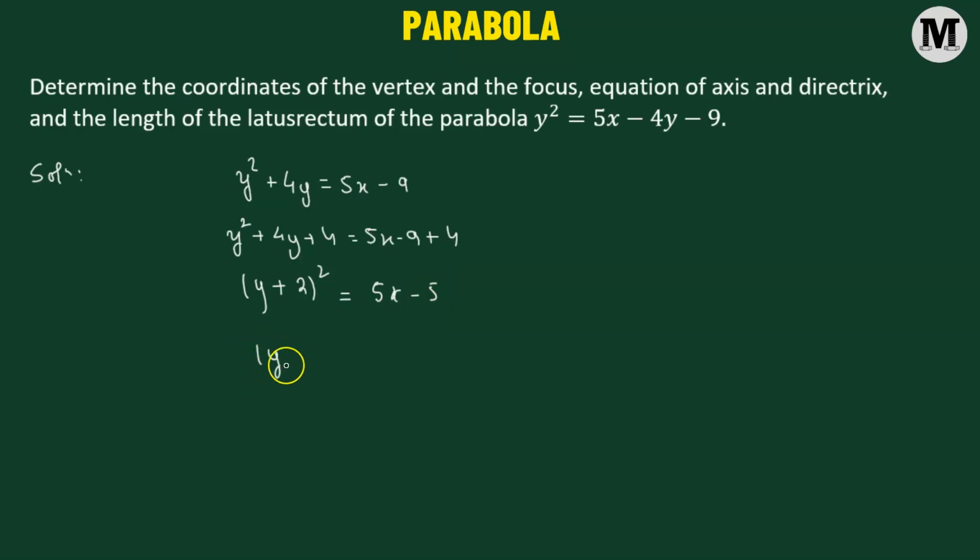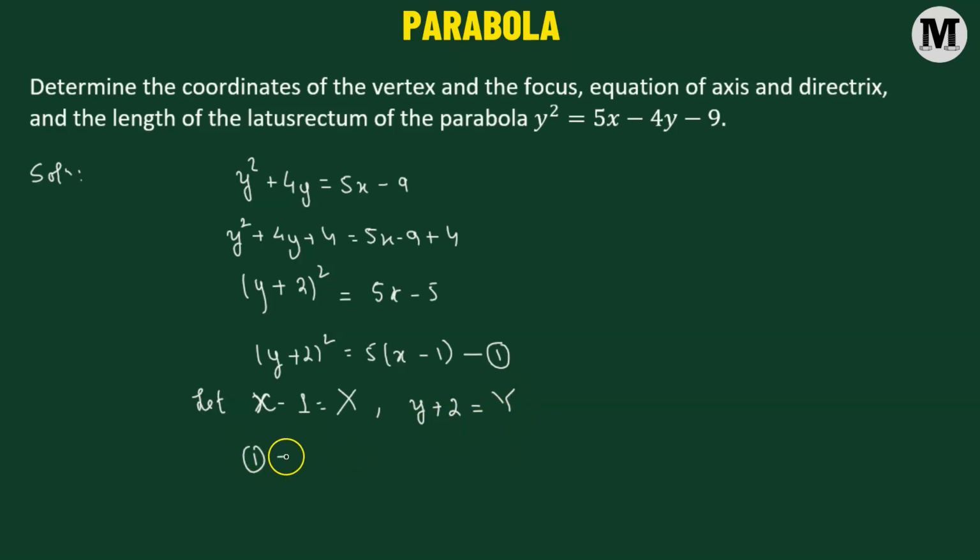So here what we can do, we can take 5 as the common factor on the right hand side. So 5 gets multiplied to x minus 1. So this is the equation of the parabola in standard form, but the vertex of the parabola has been shifted. To find out the vertex of the new parabola, we're going to make a substitution here. We're going to consider x minus 1 to be equivalent to X in uppercase and y plus 2 to be equivalent to Y in uppercase as well.